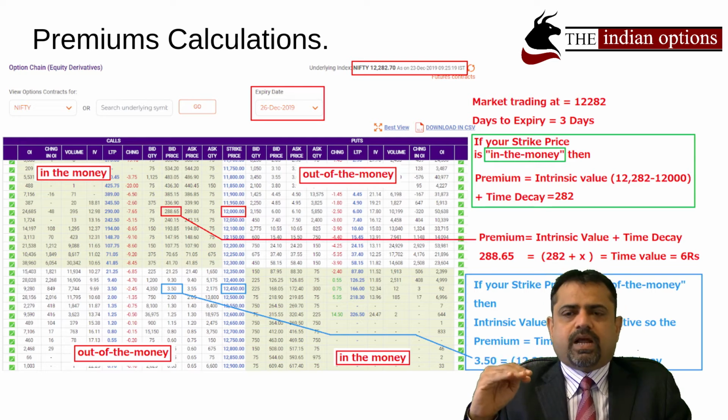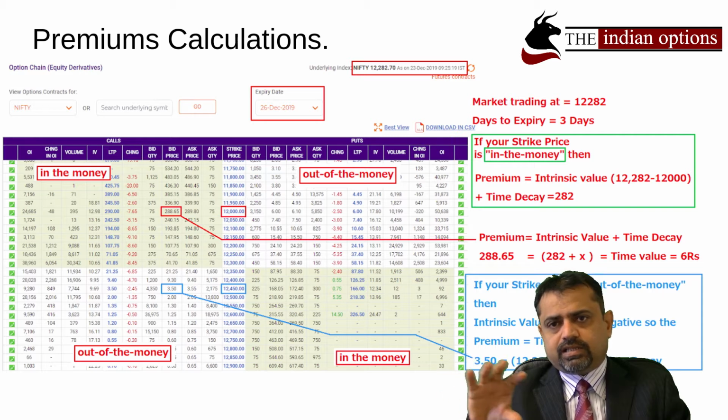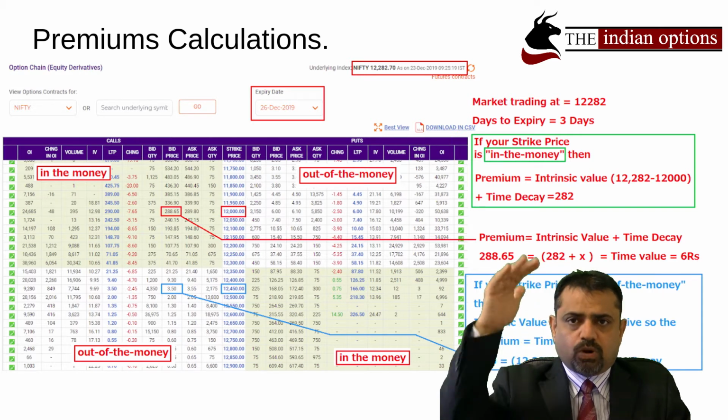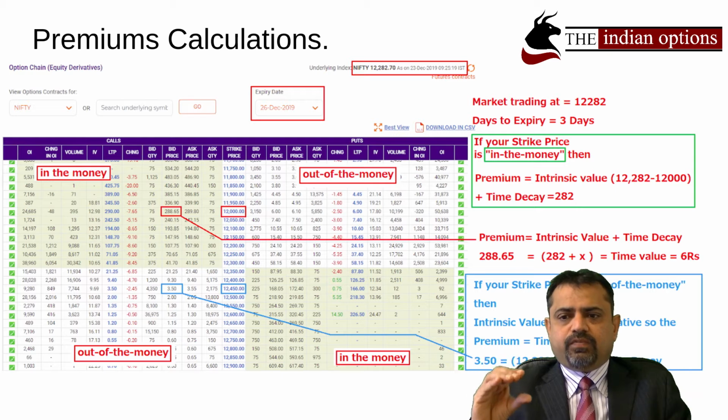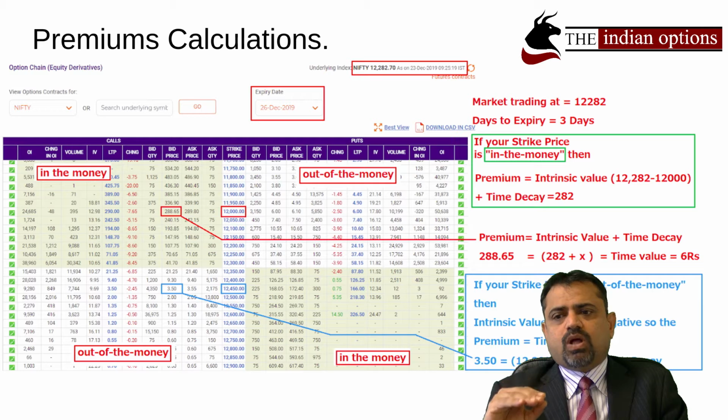Now if your strike price is in the money, as I have shown in the gray, red text and the green box just right above my head, then premium is equal to intrinsic value. Now intrinsic value is what? Intrinsic value is market trading at minus your strike price. Now what is market trading at? Market is trading at 12,282 minus 12,000. So that 282 becomes the intrinsic value inside the premium.